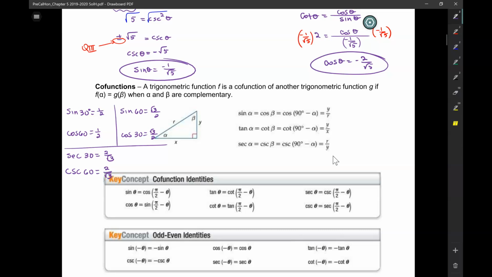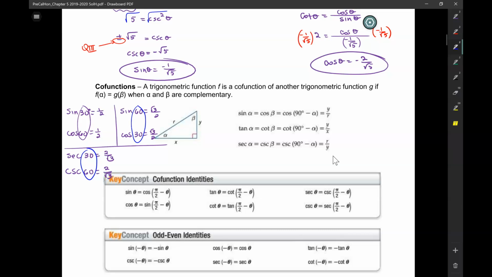Okay, 3 examples here. Let's say the trig function: sine, cosine, sine, cosine. So this is the co of this. Secant, cosecant. This is the co of this. They have equal values. What do you notice about the angles? They do flip. It's 30 and 60. What do they add up to? 90. They're complementary.